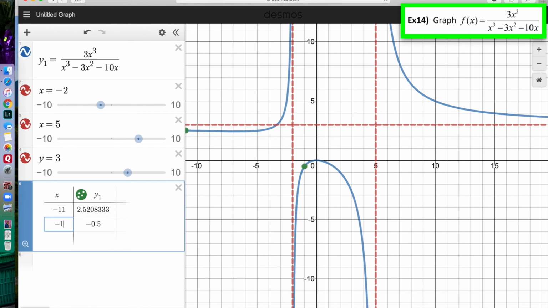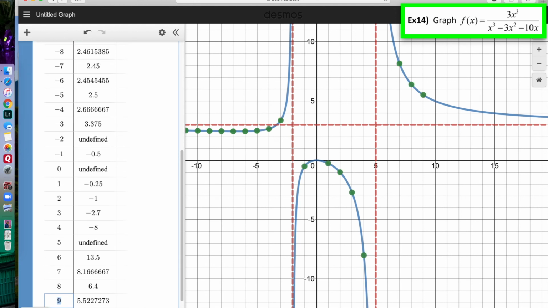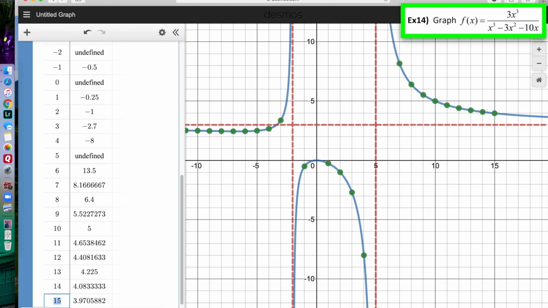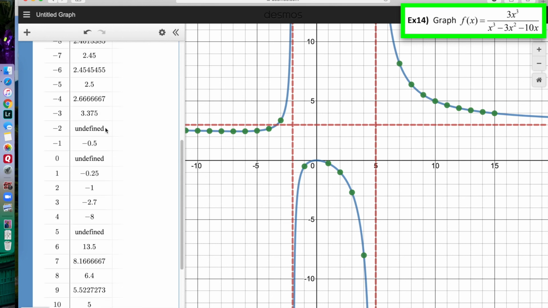-11, -10. And remember, once you've typed the first 2 x values in a pattern, then Desmos will continue that pattern. If you haven't typed anything else or clicked anywhere else, just keep hitting enter, enter, enter, and it'll just do all that without you typing. And it gives you a bunch of places where you can plot points. So we said that there was a vertical asymptote at x equals -2 and x equals 5.